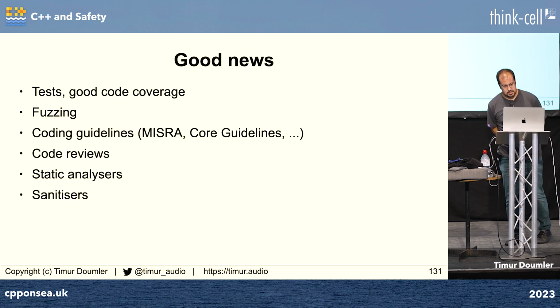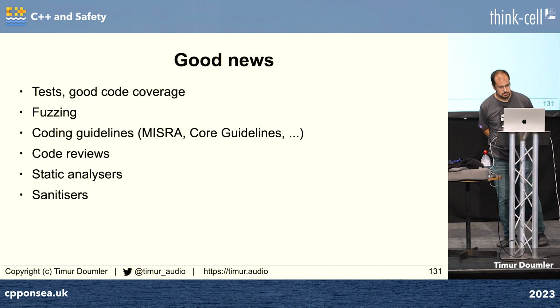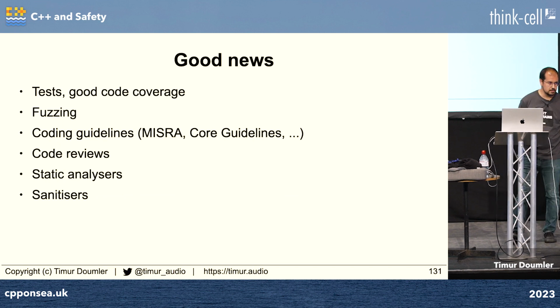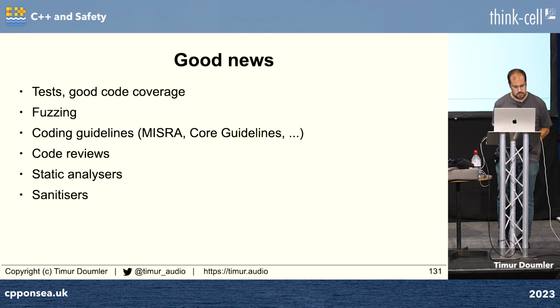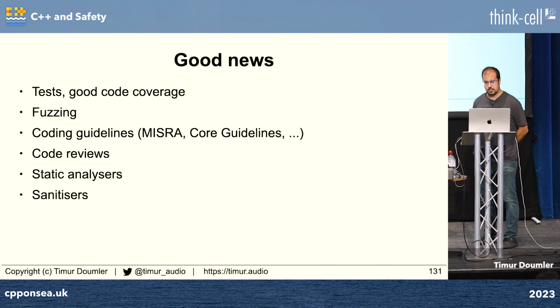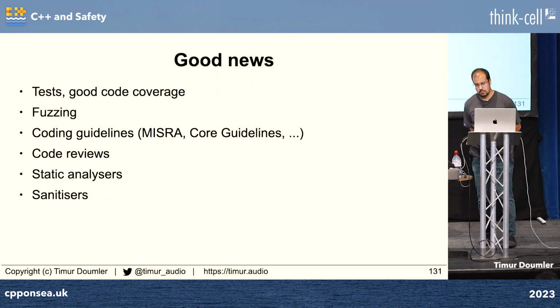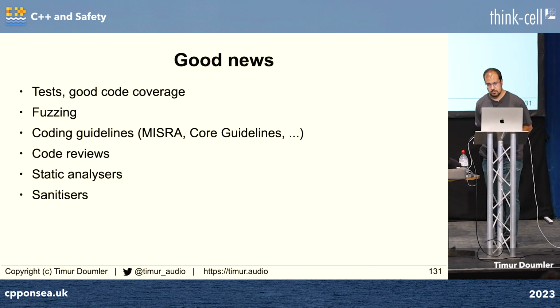Well, the good news is that we can mitigate a lot of this UB, right? We can write tests, we can aim for very good test coverage, we can have fuzzing, we can have coding guidelines. Lots of people in safety critical code industries use things like MISRA or other coding guidelines, and it's kind of regulated. So we have static analysis tools that know about these coding guidelines and can enforce them to a reasonable degree. We can have mandated code reviews. We have very good static analysis tools. We have sanitisers.